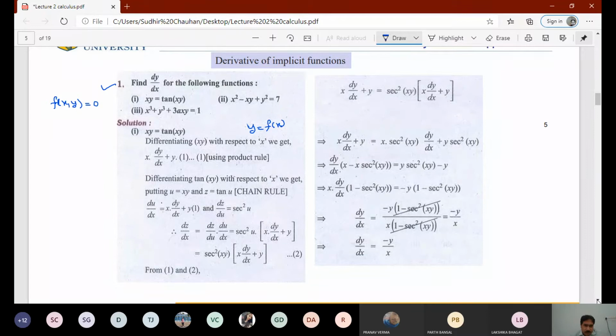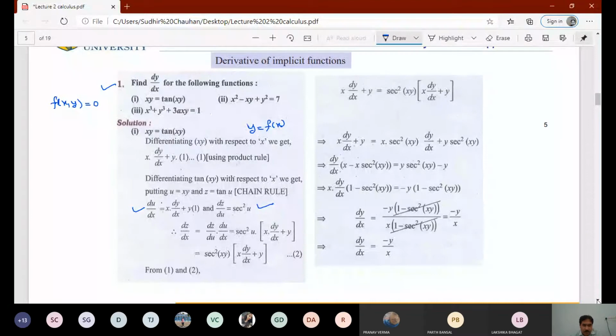Now again, if we assume that xy is u, then u is xy, and here we can take the right hand side as z, it is tan u, because xy is u. Now we can differentiate them separately. du by dx is x dy by dx plus y into 1, and dz by du is the differential of tan u, that is sec square u. So we can find dz by dx, that is the differential of z with respect to x. So it is dz by du and then du by dx, because u is a function of x and y and z is a function of u.